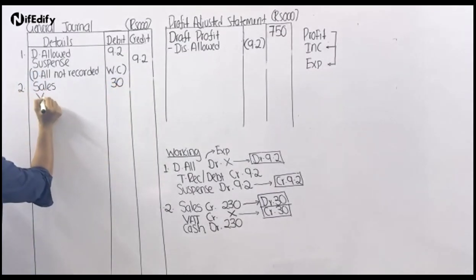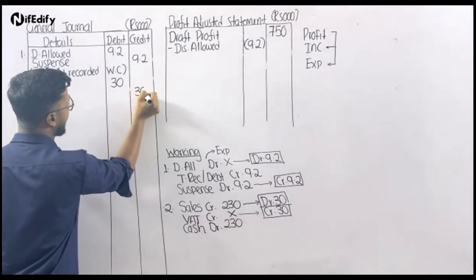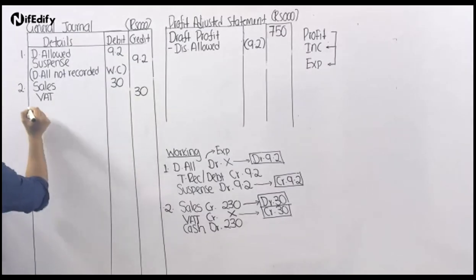And that VAT element needs to be taken to the VAT account. So I need to take it to the VAT and credit the 30 down there. There you go. With that, my error is sorted.